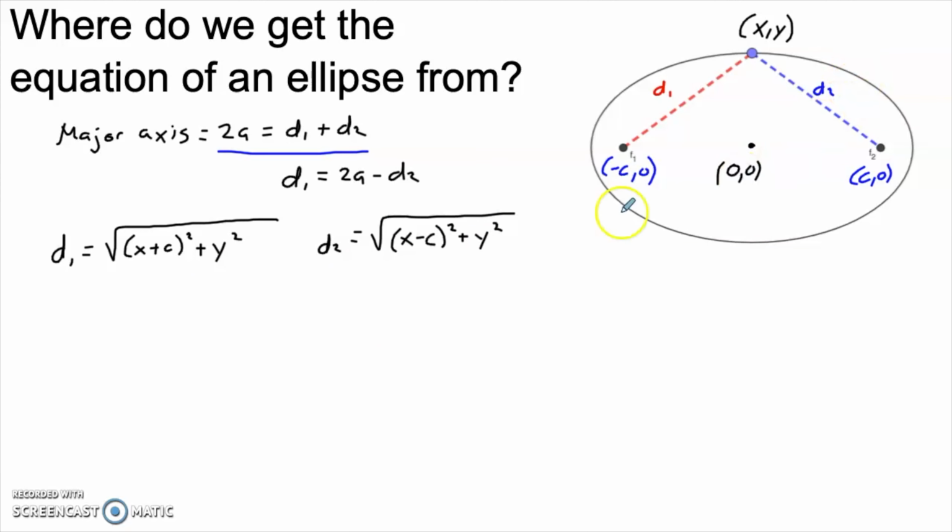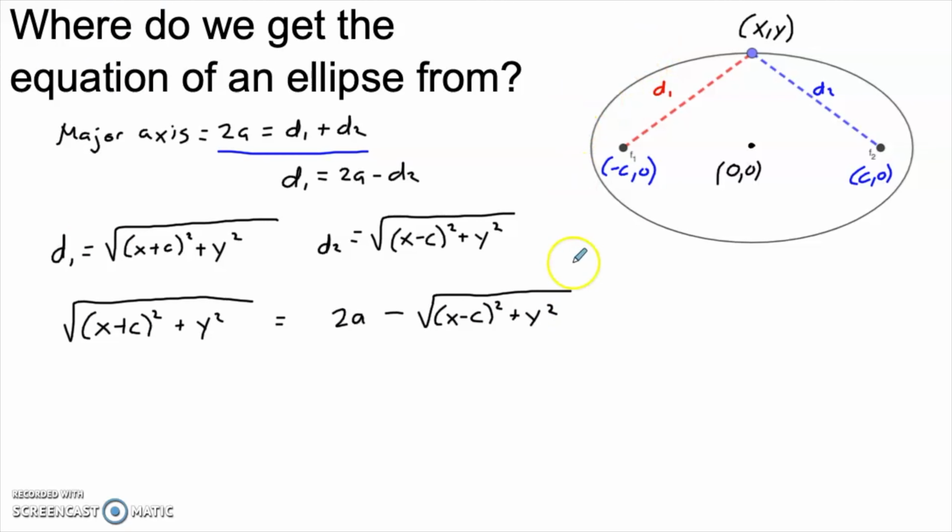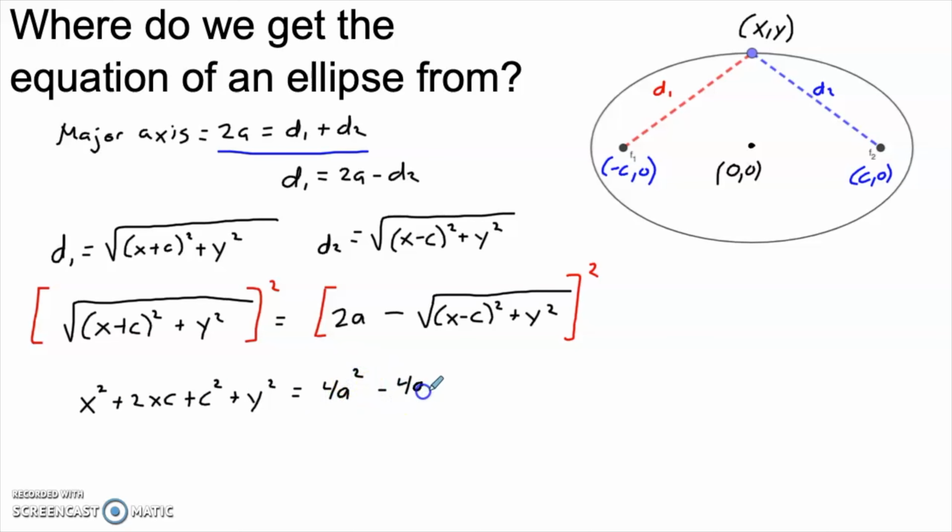Remember, these distances aren't always equal. What is true, however, is that d1 is equal to 2a minus d2, and that's the expression that we'll use here. Since we have radicals on both sides, we're going to need to do some squaring, and this is where the algebra starts to get a little bit cumbersome. So we'll square both sides of this equation. I'm also going to distribute out these binomials. After squaring each side, we have this long expression.